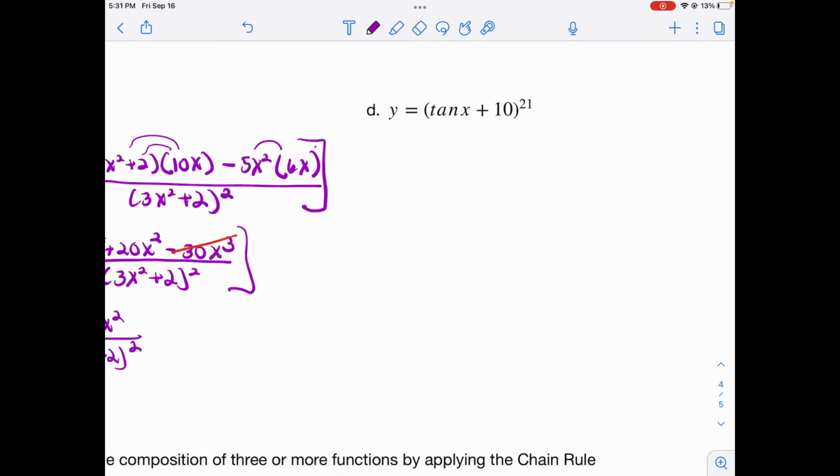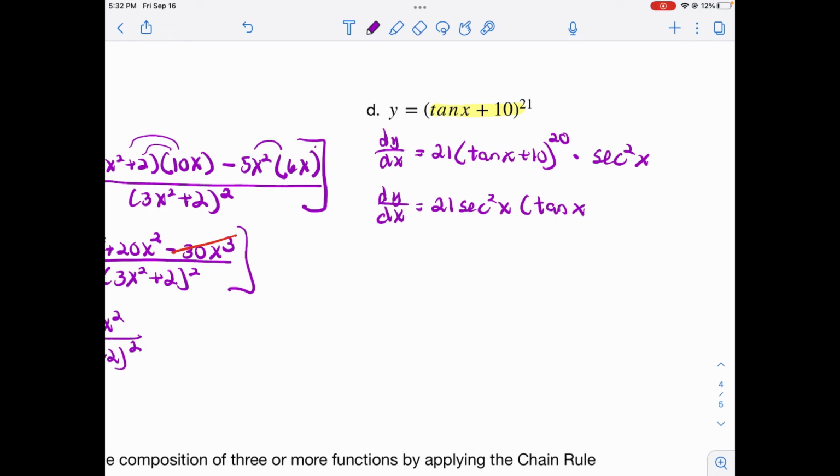All right, last one. So my inside function is tangent of x plus 10. So power comes in the front, copy down my inside, decrease the power by 1, times by the derivative of the inside, which will be secant squared of x plus 0, which I'll just write secant squared x. And then clean it up a little bit. Only thing I do is put the secant squared x and the 21 together. So I got 21 times secant squared x times my tangent of x plus 10 raised to the 20th power. And that's it.